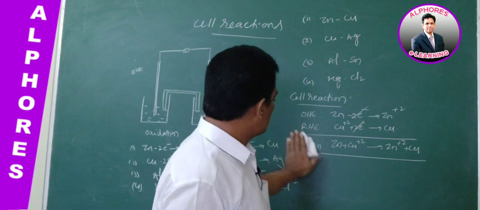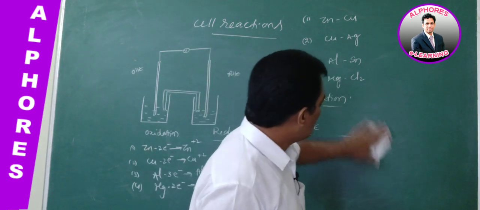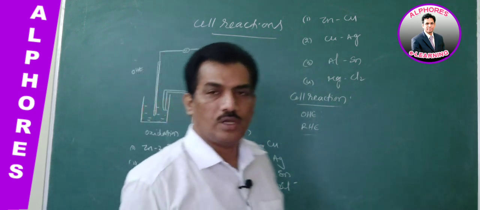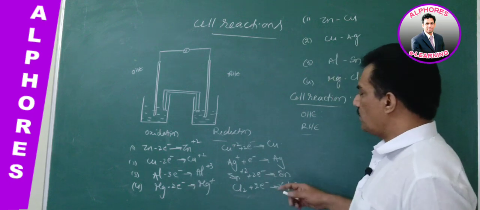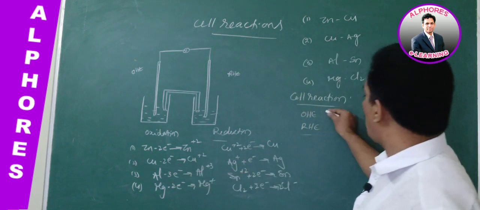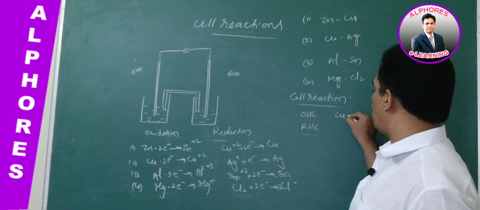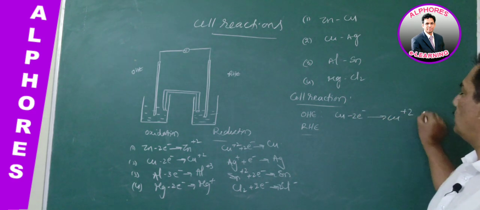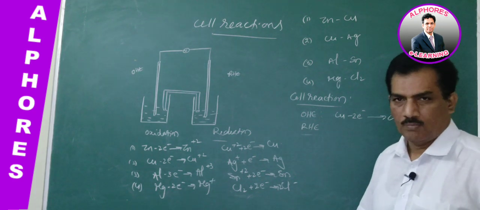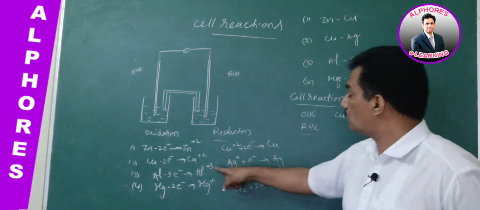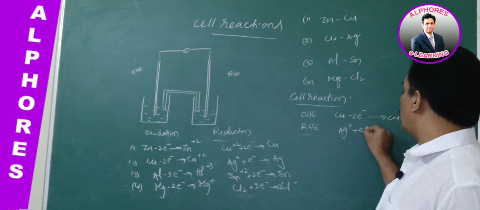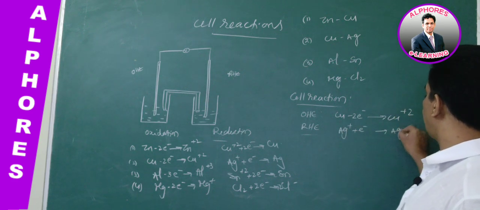And similarly, next one, that is copper and silver. It is nothing but how we balance the electrons or balance the equation so as to get the cell reaction. Let me do the second one. In the second one, the oxidation half electrode is copper. It releases 2 electrons to oxidize into Cu plus 2. Clear? And now the reduction half electrode is silver. Silver ion, by getting an electron, is reduced to silver metal.